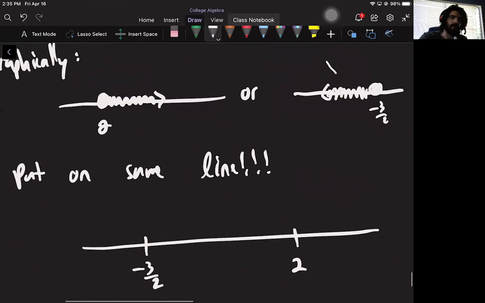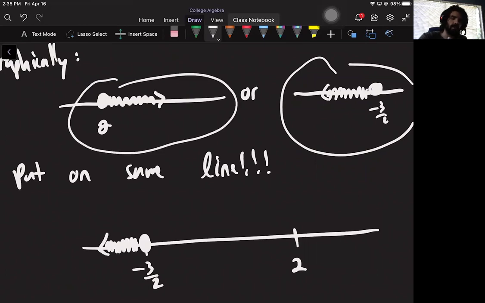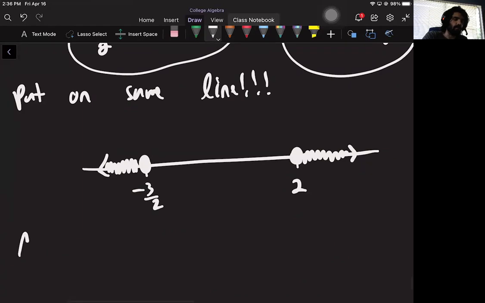So being to the left of -3/2 is good. So I'm going to shade that side. And being to the right of 2 is good. So I'm going to shade that side. And now I can write it as an interval. I have to use some fancy math language though.